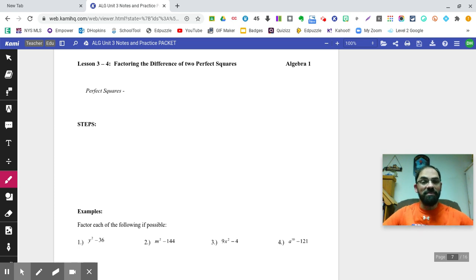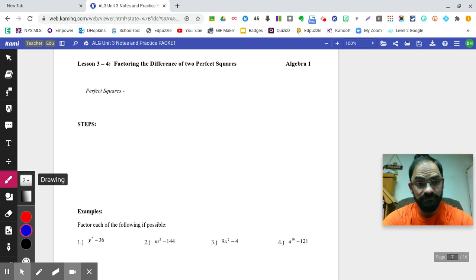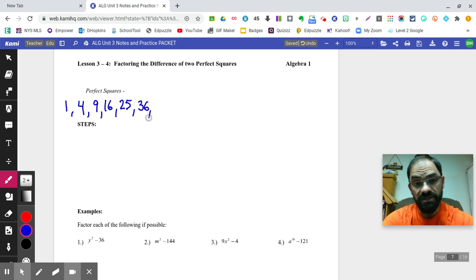So first, let's get after it by listing all the perfect squares up to, let's go to 225, which is 15 times 15. So first of all, the perfect squares. We have 1, because 1 times 1. 2 times 2 is 4, making 4 a perfect square. 3 times 3 is 9. 4 times 4 is 16. And we've got 25. 6 times 6 is 36.